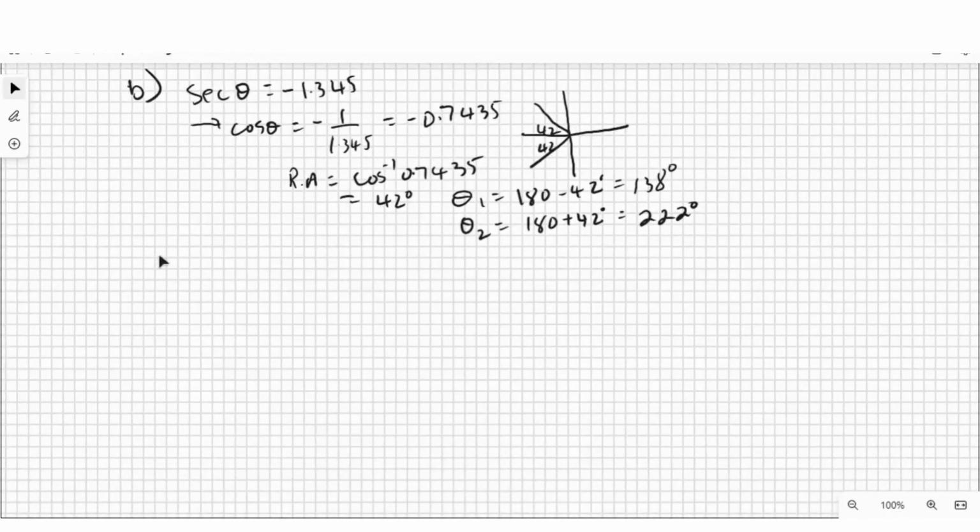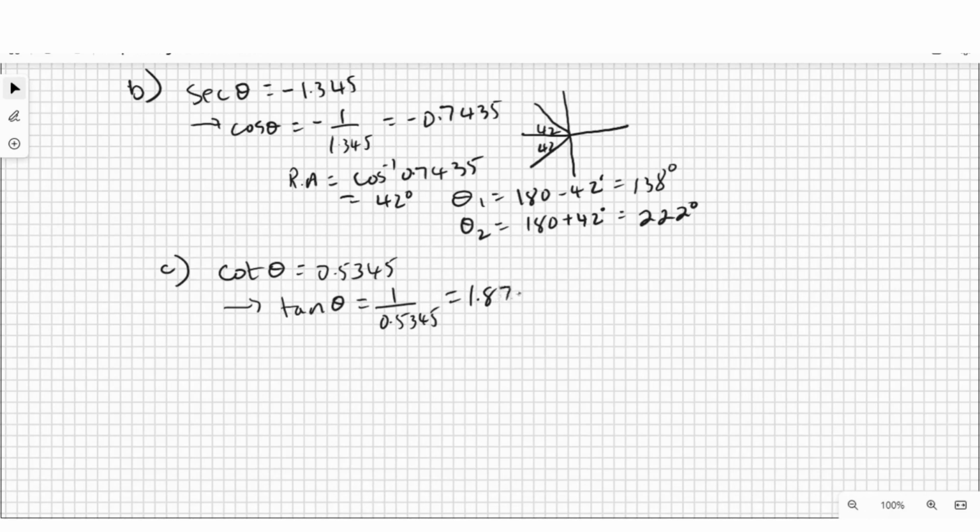Now, let's see the third one, cotangent. Cotangent of theta is equal to 0.5345. This implies that tangent of the angle is 1 over 0.5345, which is equal to 1.8704.